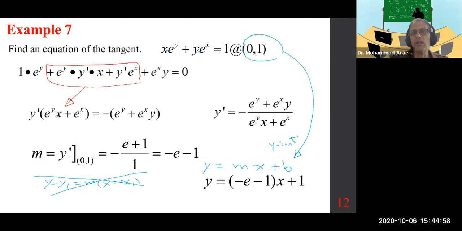And by the way, in calculus, if e is given or pi is given, you use them accordingly. You don't change them to a numerical value because those are precise numbers. Okay.